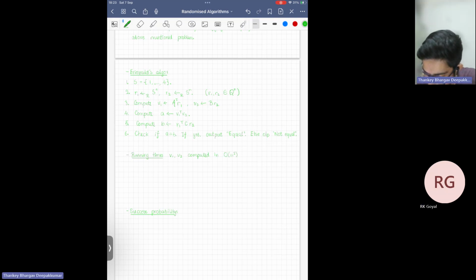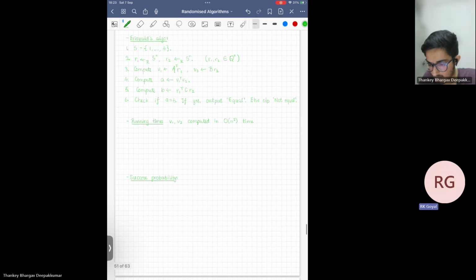So order n square time, right? At least it could be higher also. Why? No, it can't be higher, right? Because over here, this is a vector. So it's n cross n multiplied by n cross 1, so that would be n square.